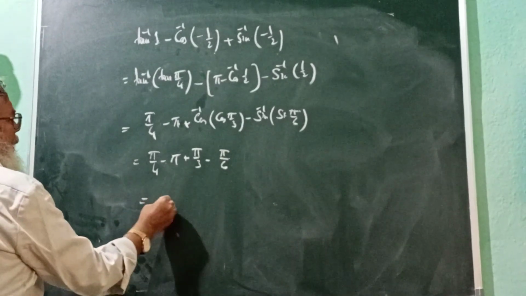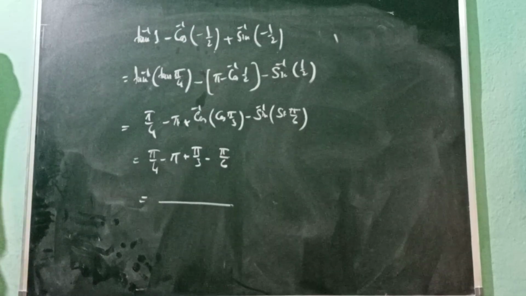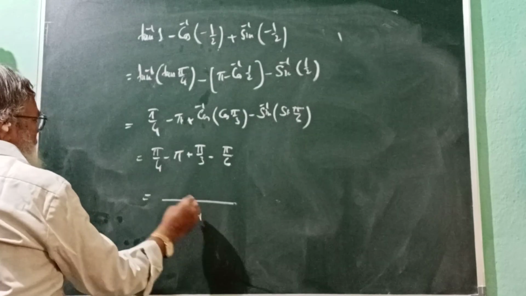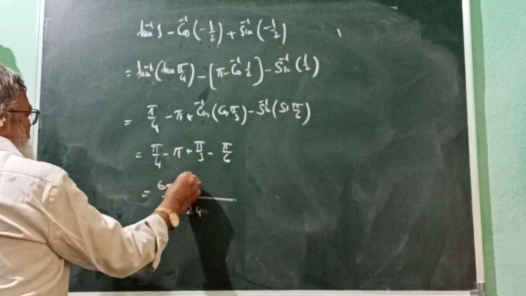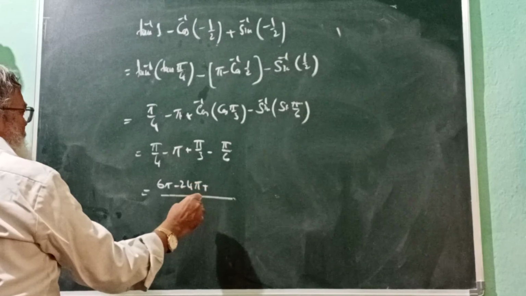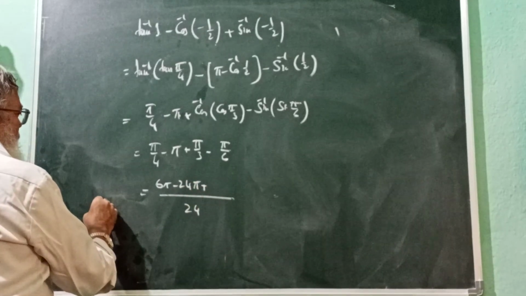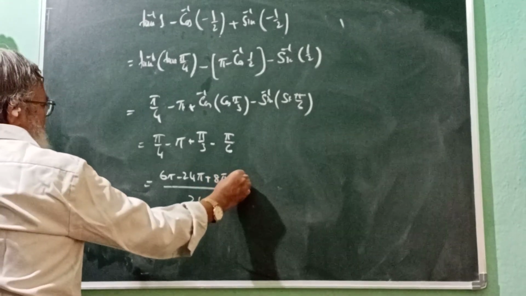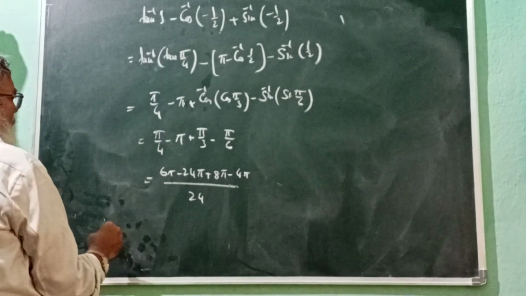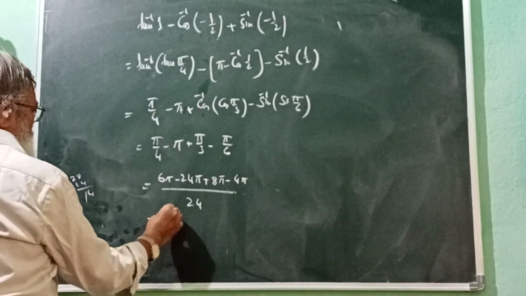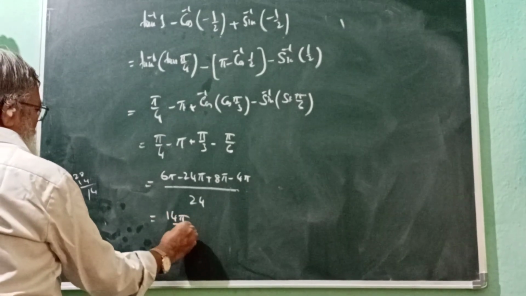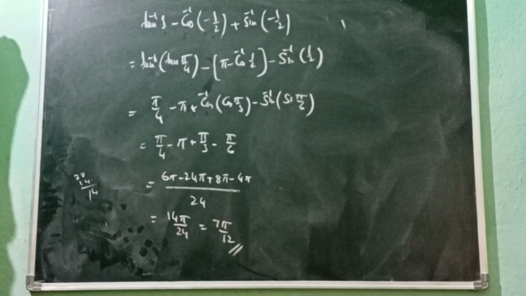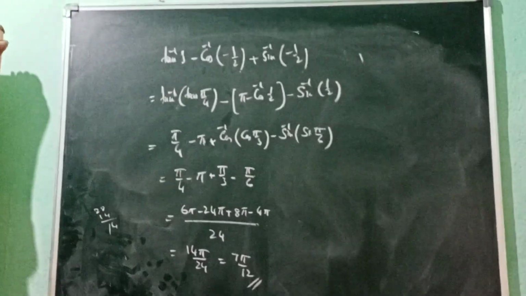So now we need to find out the LCM. What is the LCM here? 4 is not the LCM, 12 is the LCM. 3 pi minus 12 pi plus 4 pi minus 2 pi. It is 14 pi by 24, or it is 7 pi by 12, is the answer for this problem. Given this simplification of this problem.